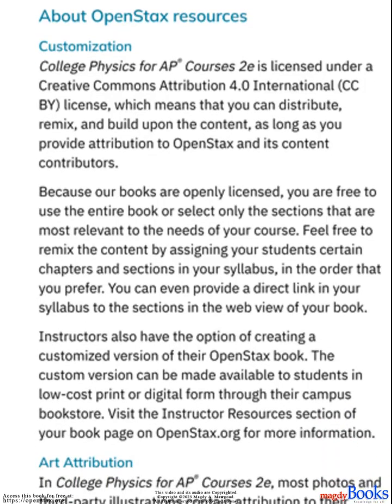About OpenStax resources. Customization. College Physics for AP Courses 2E is licensed under a Creative Commons Attribution 4.0 International (CC BY) license, which means that you can distribute, remix, and build upon the content, as long as you provide attribution to OpenStax and its content contributors. Because our books are openly licensed, you are free to use the entire book or select only the sections that are most relevant to the needs of your course. Feel free to remix the content by assigning your students certain chapters and sections in your syllabus, in the order that you prefer. You can even provide a direct link in your syllabus to the sections in the web view of your book.